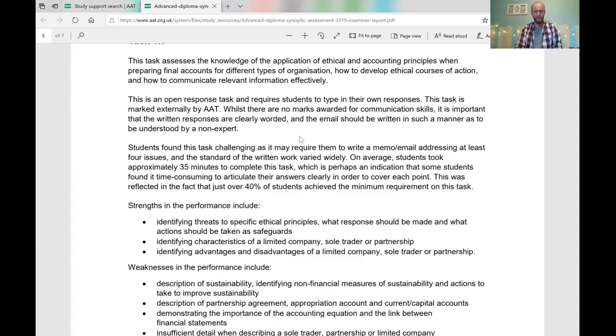We're seeing a similar sort of performance issue with students being able to be successful in these written tasks. And it says this task is marked externally by the AAT. So a person will actually mark this task, and there are no marks awarded for communication skills. So they're not being marked on your grammar, your punctuation, your spelling. But as it says here, it is important that written responses are clearly worded, and the email should be written in such a manner as to be understood by a non-expert.